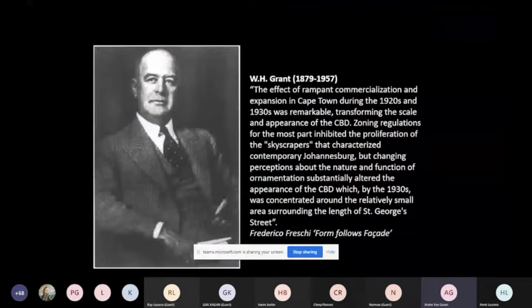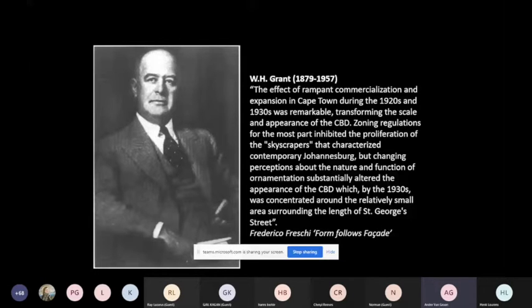Now, what I said at the beginning was, what sort of architect was that? And here we see W.H. Grant. And this is Federico Freschi talking about form following facade. And he points out that what these really were was the sort of architecture where, in terms of scale, they tried to emphasize the scale.